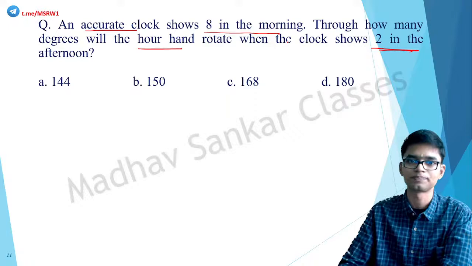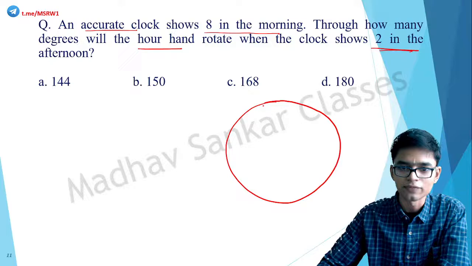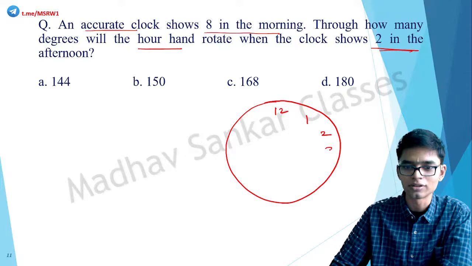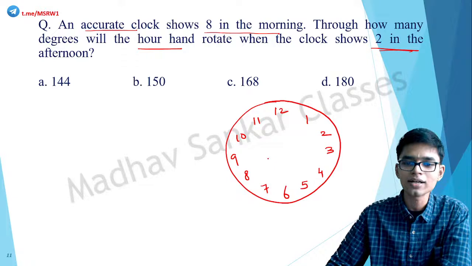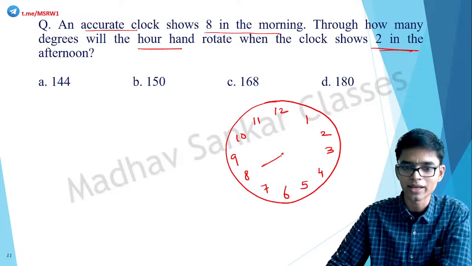Although this is not a perfect circle, let's assume this to be a circle. So 12, 1, 2, 3, 9, 6, 4, 5, 7, 8, 10, 11. Okay. So it started with our hand at 8, correct? The hour hand is at 8. 8 o'clock means the hour hand is at 8.